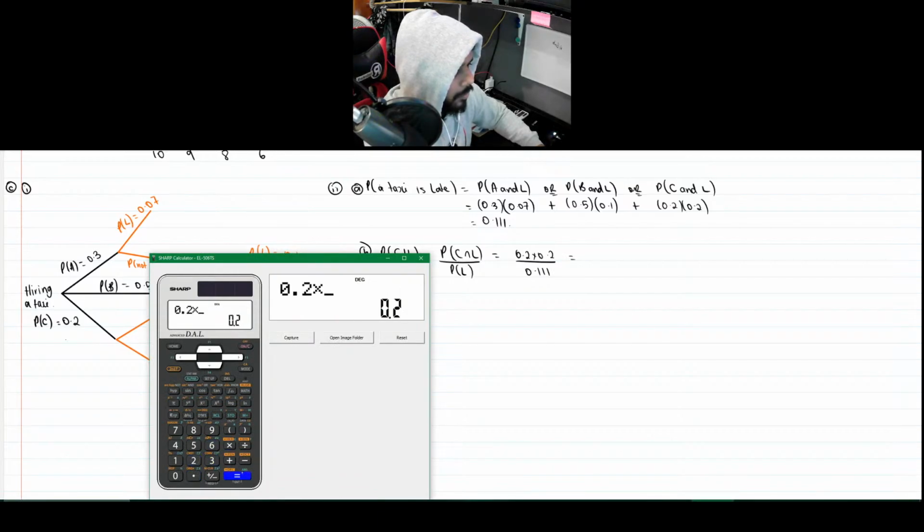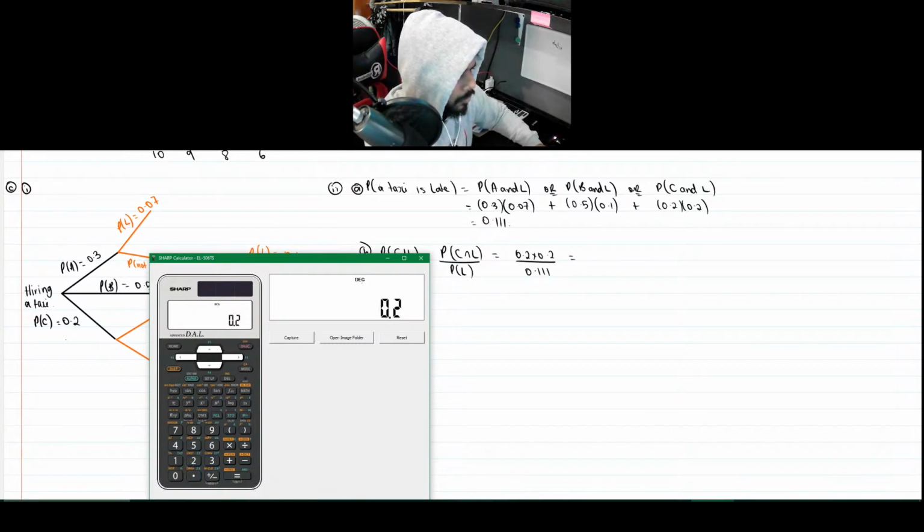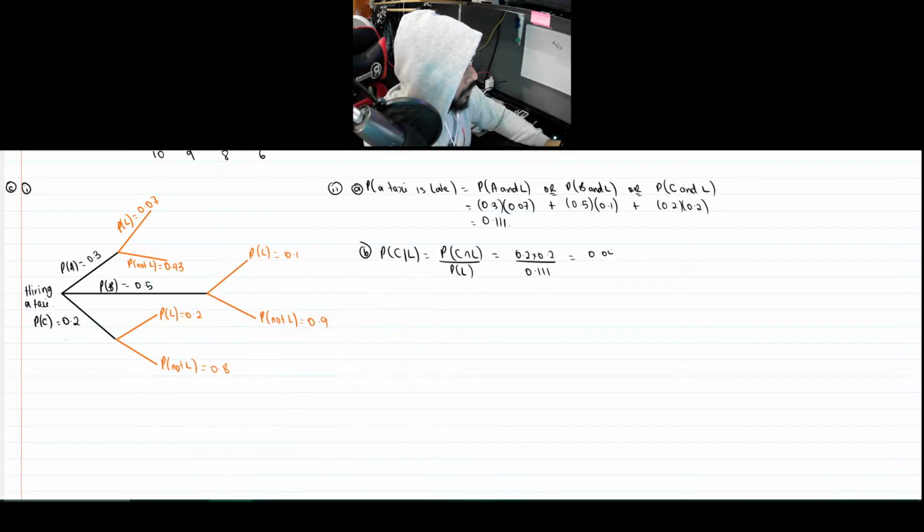0.2 by 0.2 divided by 0.111. 0.360360360. So let me leave this as 0.2 by 0.2, 0.04 over 0.111. I'll move this 1, 2, 3, 1, 2, 3. 40 over 111. Yeah, not bad.